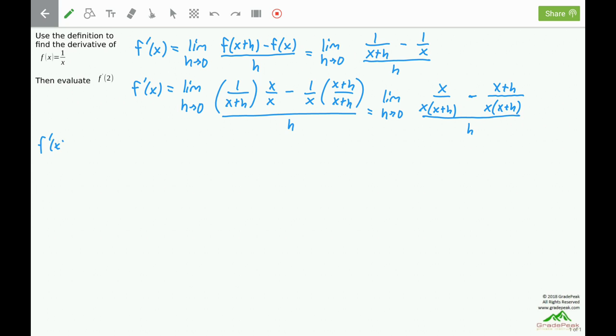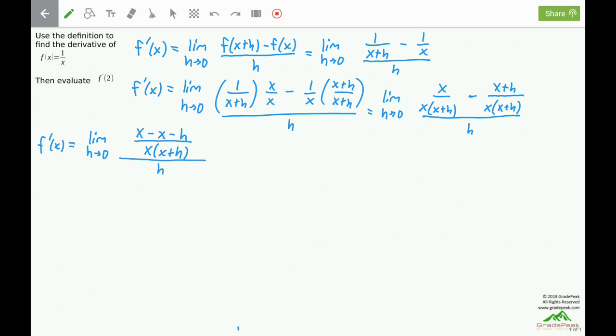So now f prime of x equals the limit as h goes to 0 of... We can subtract those fractions now that they're over a common denominator. We have x minus x. Make sure to distribute the minus sign. That minus sign affects both those terms right there. So it's going to be minus x and also minus h. It's a little thing to watch out for in math. And then divided by x times x plus h, and all of this over an h.